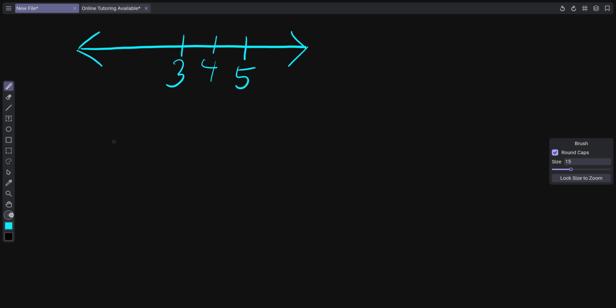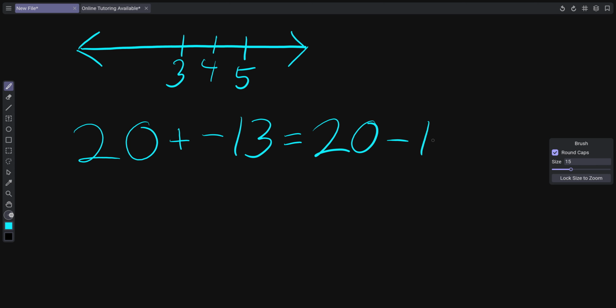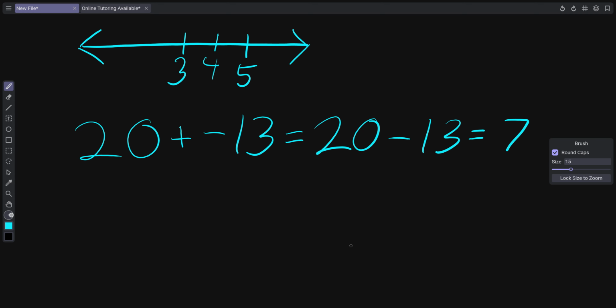Similarly, if we had something like 20 plus negative 13, well, this would basically just become 20 minus 13, because when you are adding a negative number to a positive number, you're basically subtracting from that positive number. And this will give you 7, because 20 minus 13 equals 7.